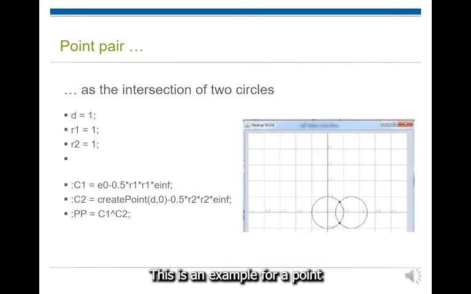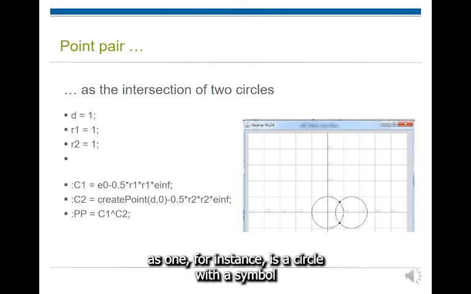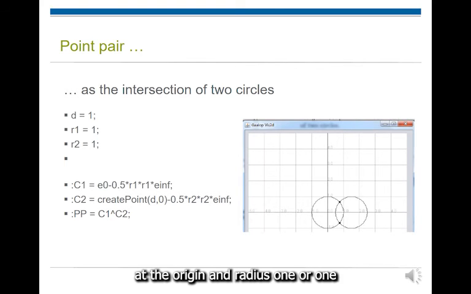This is an example for a point pair as the intersection of 2 circles. C1, for instance, is a circle with a center point at the origin and radius r1 of 1. And C2 is a circle translated in the y direction, and the point pair is the intersection of both circles, described by the outer product of C1 and C2.